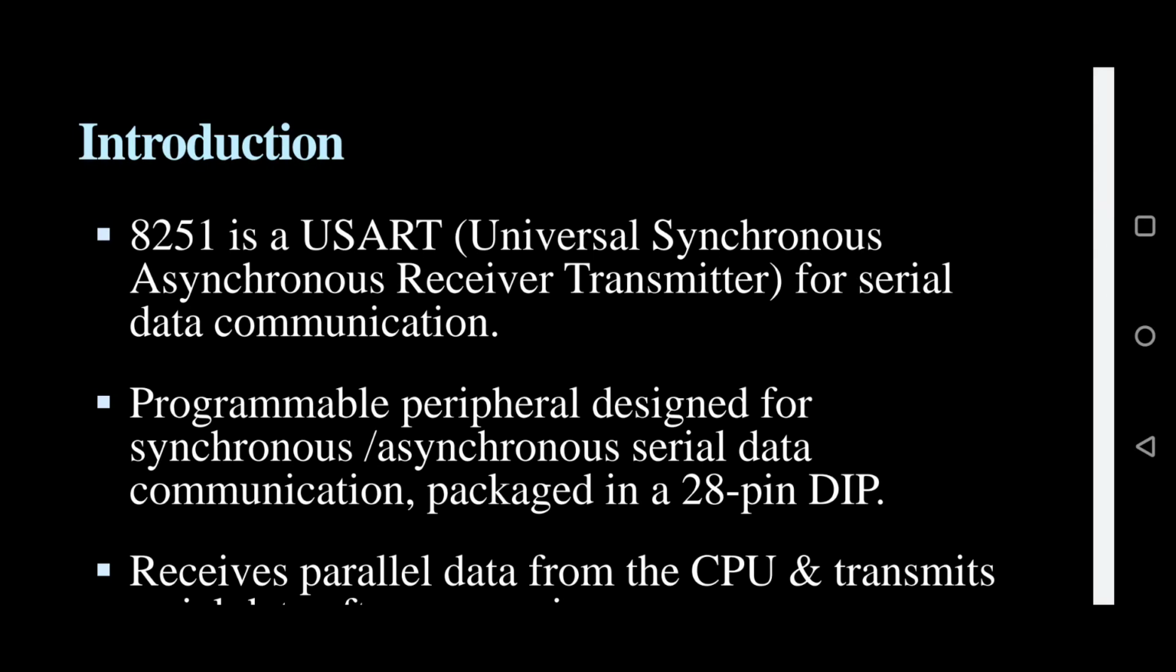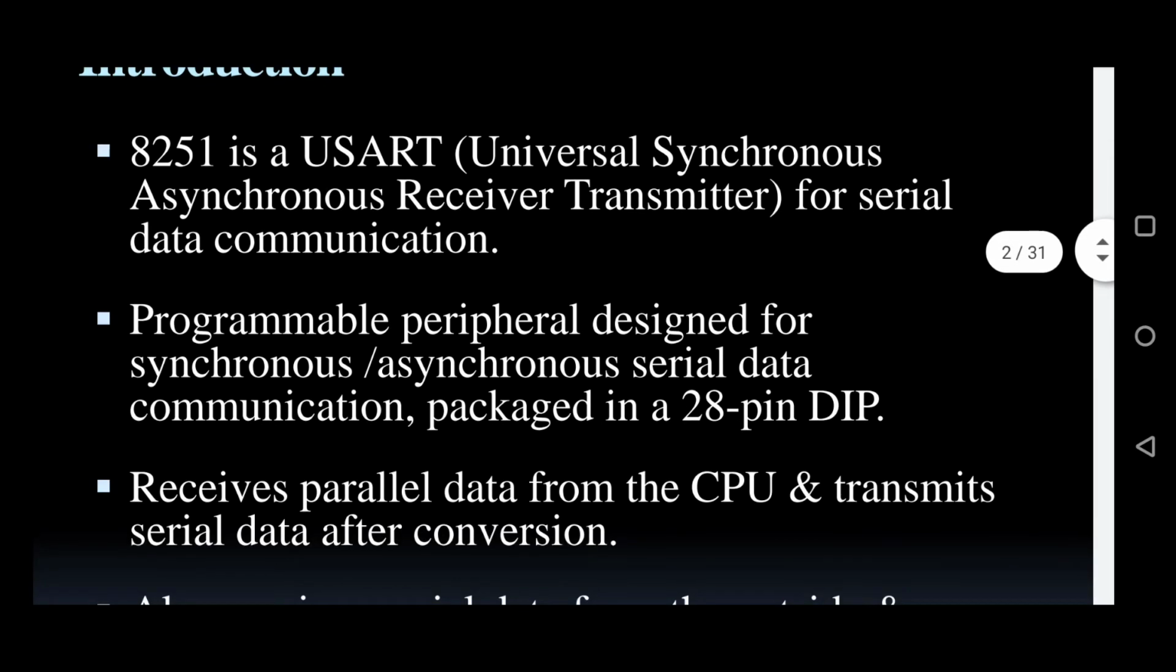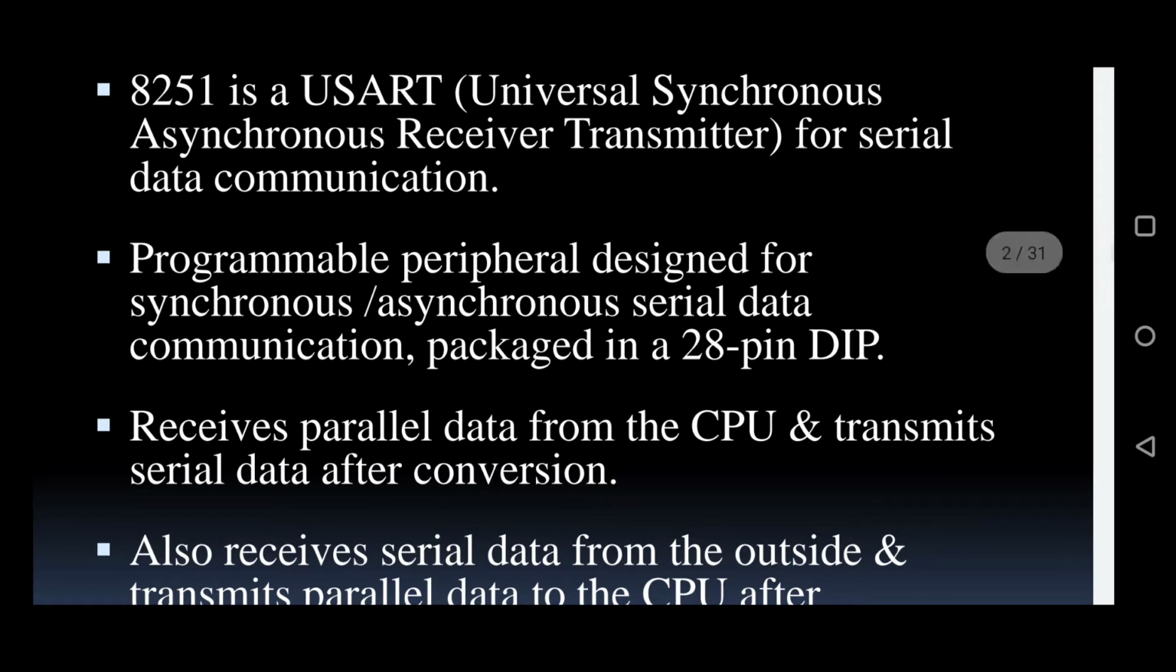Basically, 8251 is a USART, Universal Synchronous Asynchronous Receiver Transmitter. So it is for serial data communication. This peripheral hardware device is mainly designed for synchronous and asynchronous serial data communication. It contains 28 pins, a 28 pin DIP, that is dual inline package.